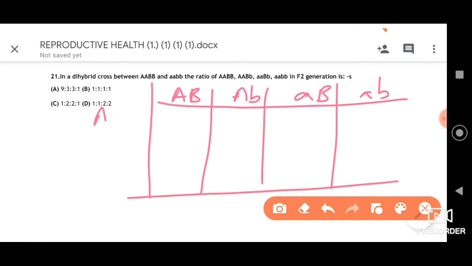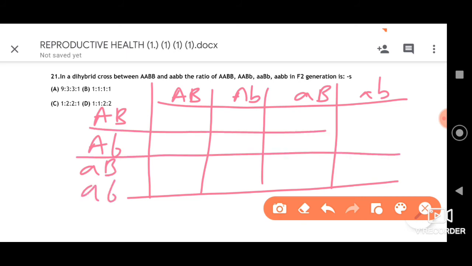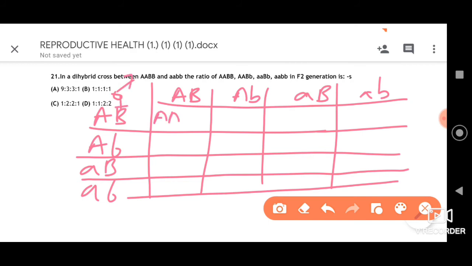Alright, so we are going to cross with the same capital A, capital B, capital A, small b, small a, capital B, small a, small b. Alright, my dear friends, so here we are going for the pedigree chart. When we go for this pedigree chart, let me say here it is capital A, capital A, capital B, capital B1. And then capital A, capital B, small b.